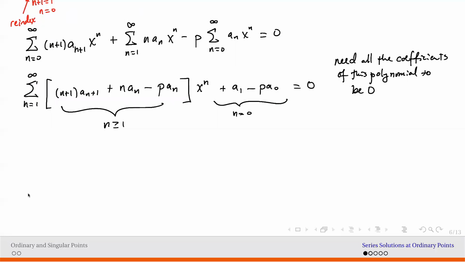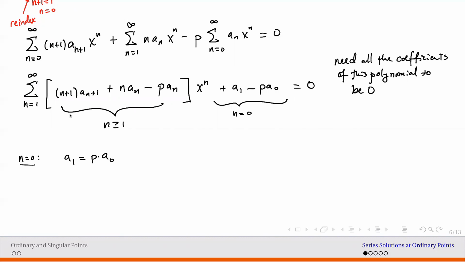I'll start with n equal to 0. N equal to 0 gives us a1 is p times a0. So you can see that from here. I need this term to be 0. So if I set a1 minus p a0 equal to 0, this is the result.